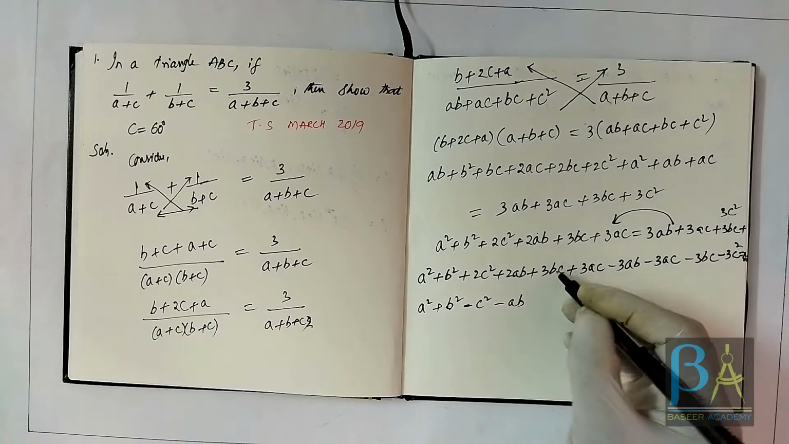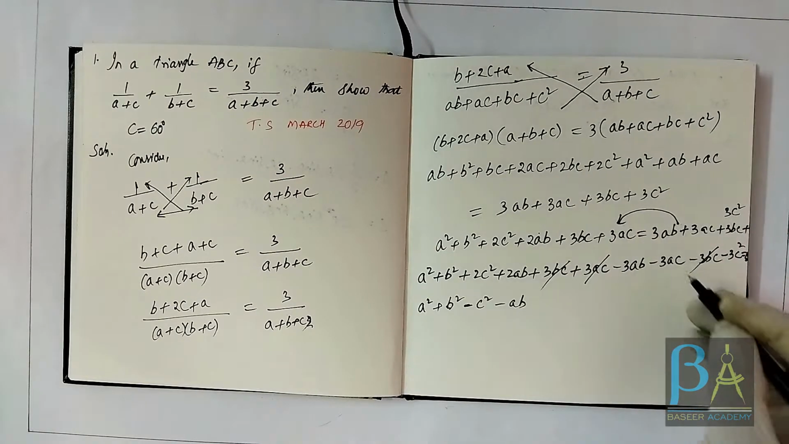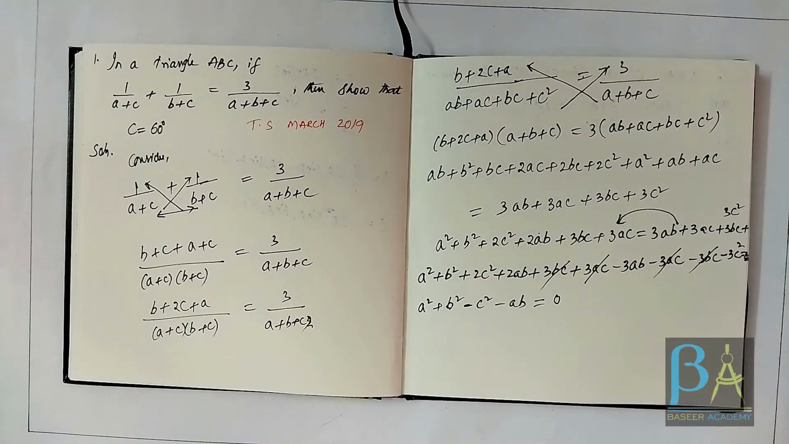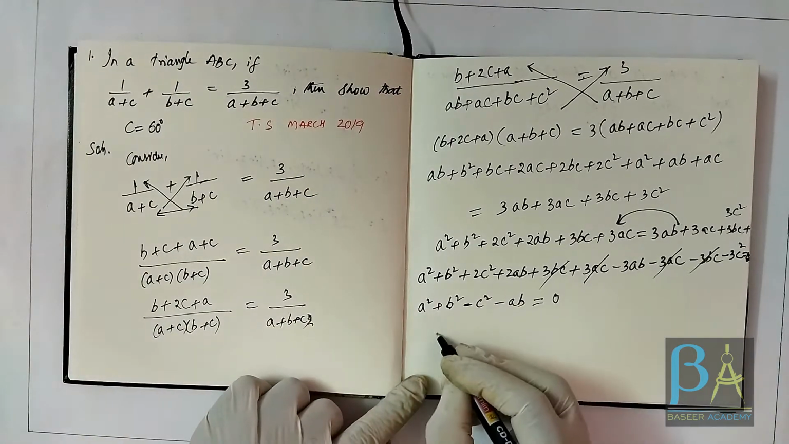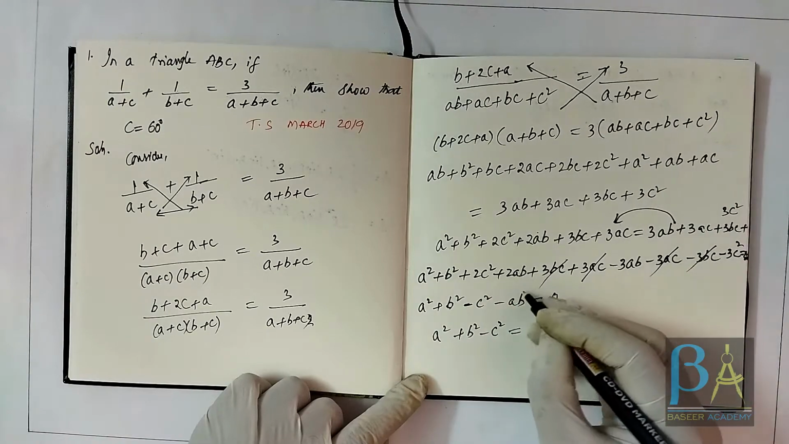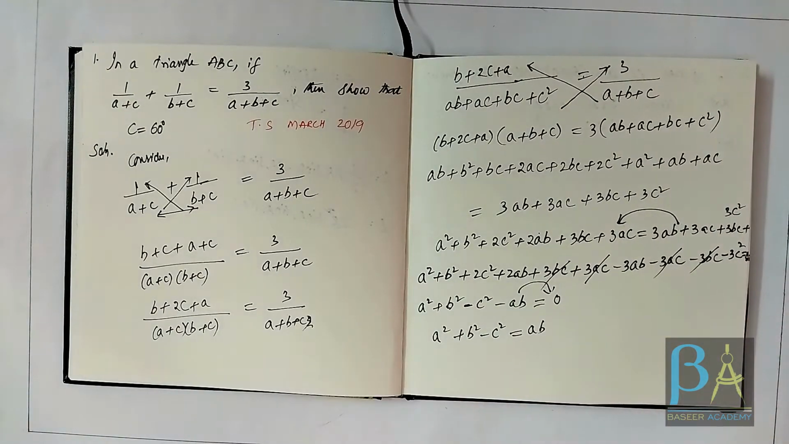This plus 3BC and this minus 3BC, I can cancel them out. Plus 3AC minus 3AC, I can cancel them out. That's about it. Now, I have to show that angle C is 60 degrees. How are we going to do that? A square plus B square minus C square is equal to minus AB. If I transpose it to the right hand side, it becomes plus AB.